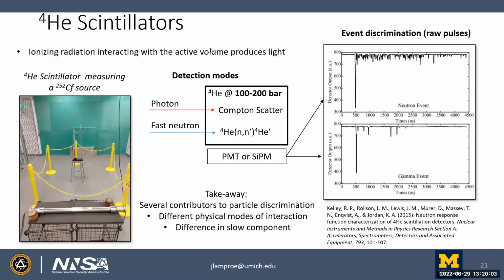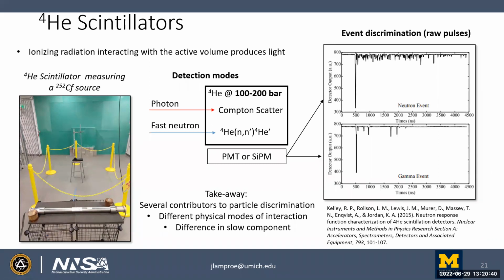One example of this is helium-4 scintillators, which are shown here. The photon comes in and Compton scatters, making electrons, and then the fast neutrons come in and you get your recoils, and some light will be collected and converted to electrons, which then multiply and create your signal. It shows the difference in neutron events and gamma events over here.